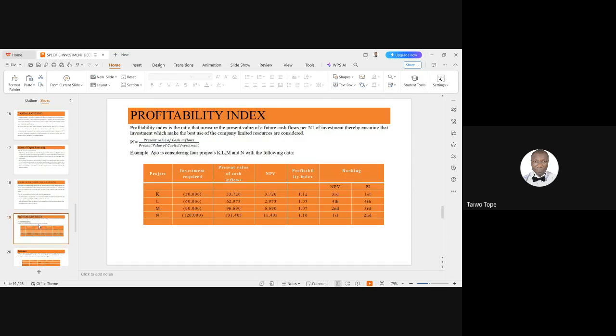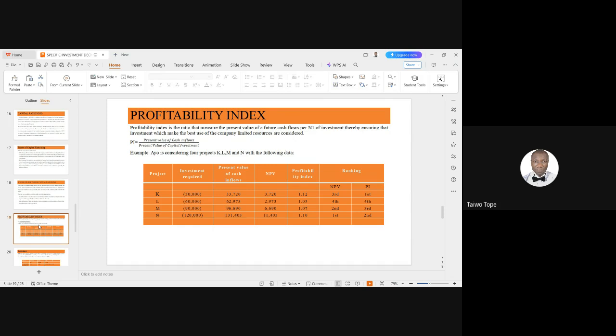So talking about profitability index, it is the ratio that measures the present value of future cash flows per 1 naira. That is, profitability index is a measure that shows the value created per 1 naira invested in a project. It is used especially in capital rationing, when funds are limited, to finance projects.